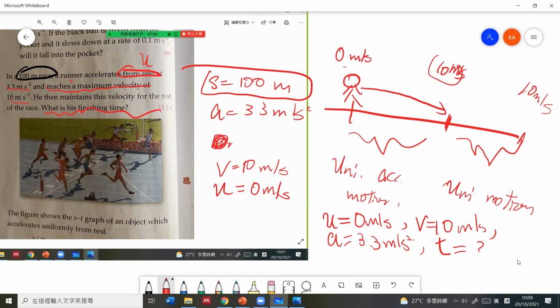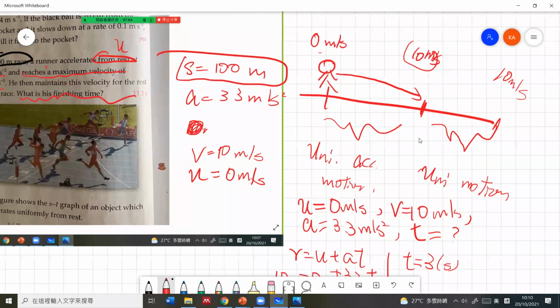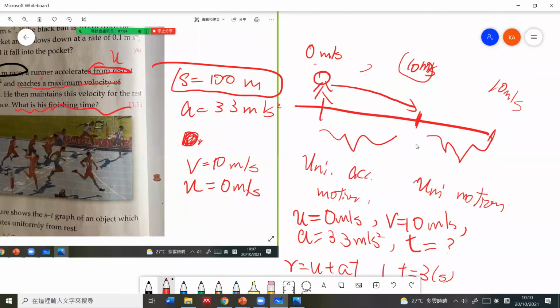We have 3 known quantities and 1 unknown. Looking at the 4 equations, we use v equals u plus at. So 10 equals 0 plus 3.3 times t. So t is 3 seconds. For the first part, it took 3 seconds.